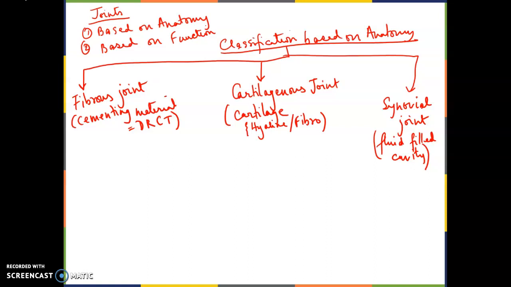Now, looking at types of fibrous joints, there are three types of fibrous joints. The first one is called suture. We know what a suture is.